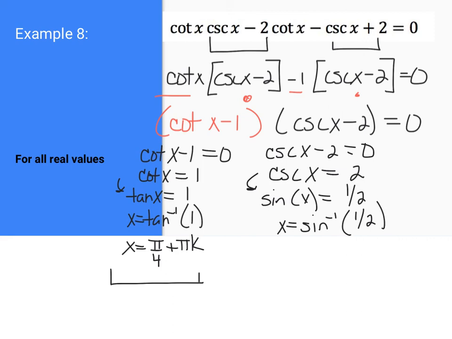Now we're going to find where our y value equals 1/2. So that's going to happen at pi over 6. We want all real values, so we're going to add our 2 pi k. And the second place that y is equal to positive 1/2 is 5 pi over 6. We're going to add our 2 pi k.